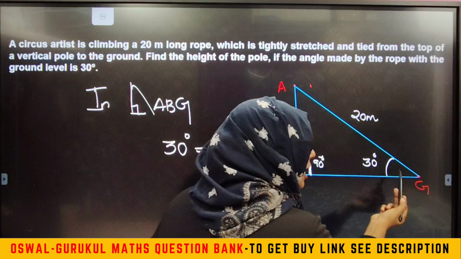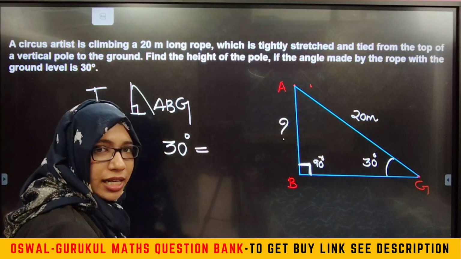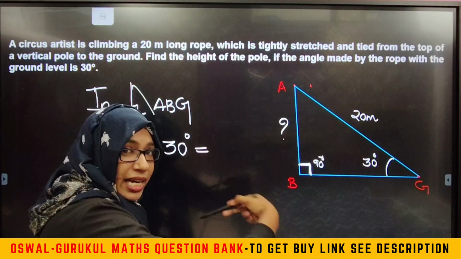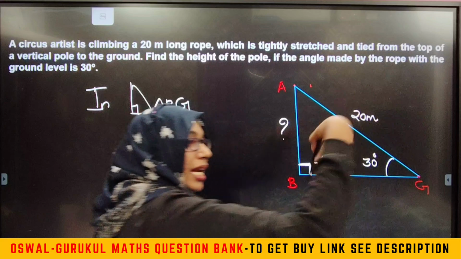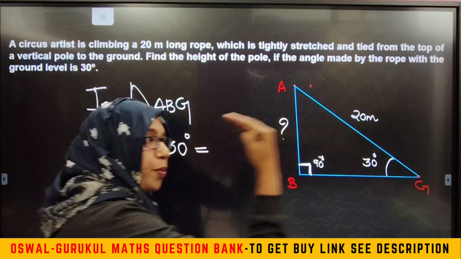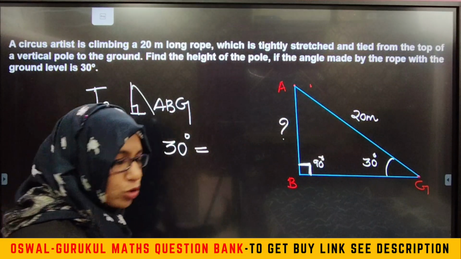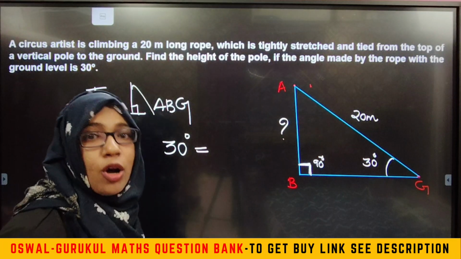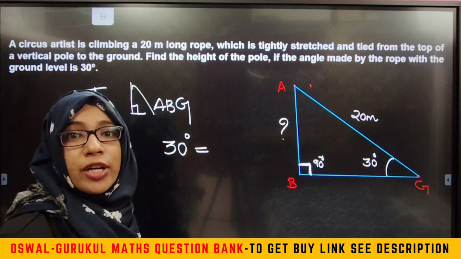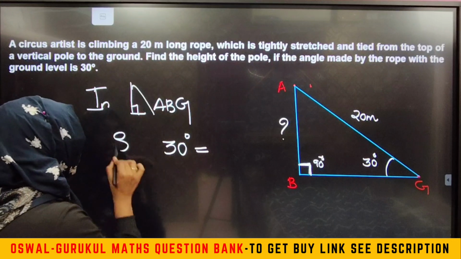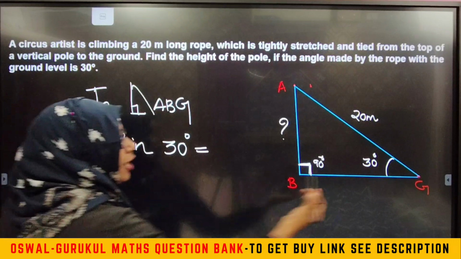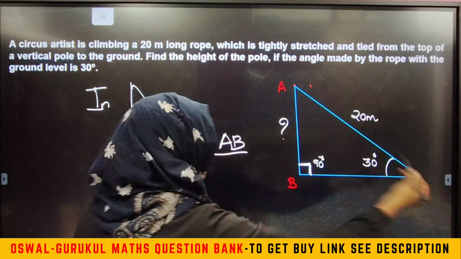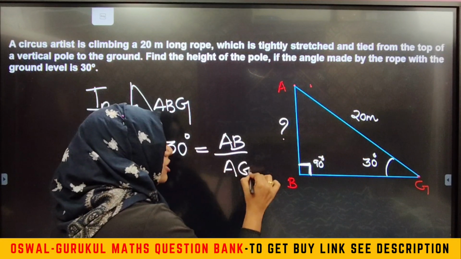It is the side opposite to our 30 degree angle. So we can connect: opposite side is the side we need, and hypotenuse is directly given in the question. So opposite side divided by hypotenuse. Which trigonometric ratio is opposite side divided by hypotenuse? It is sine. So take sine here. Sine 30, opposite side AB divided by hypotenuse, which is given by AG.